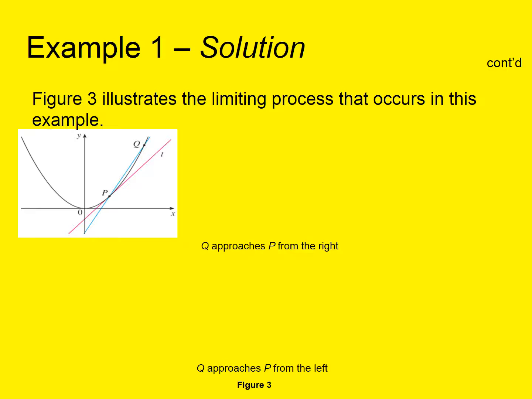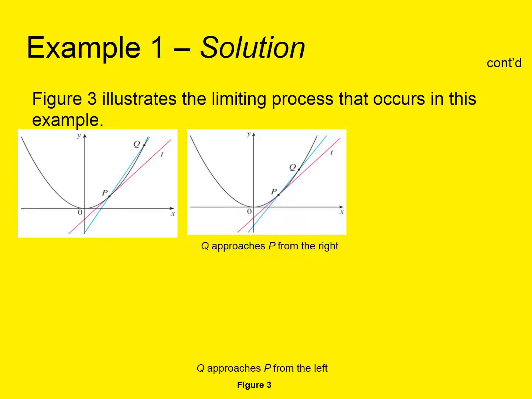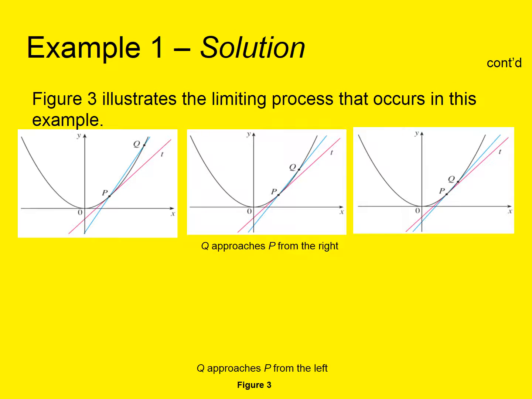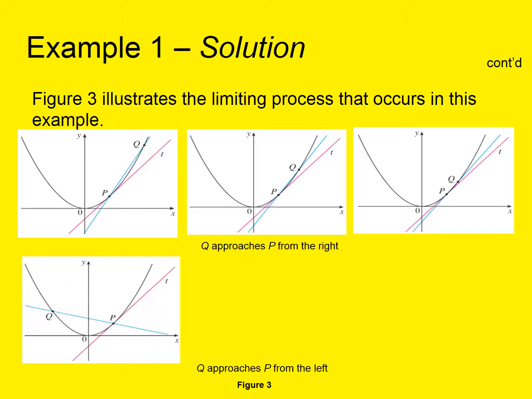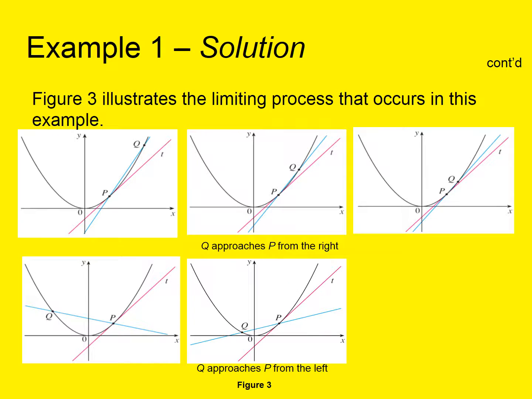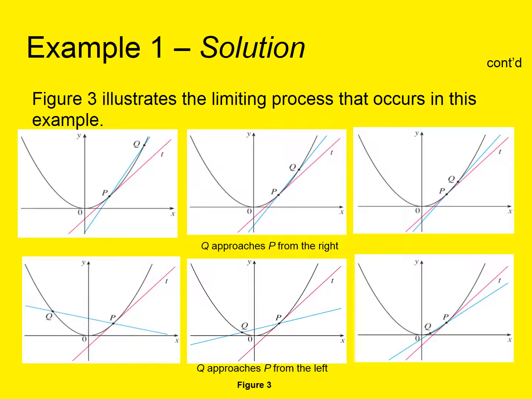Figure 3 illustrates the limiting process that occurs in this example. Okay, so we're going to let Q approach point P, and so Q is getting closer to P from the right, or maybe from the left. Maybe Q is on the other side of P, and Q is going to get closer and closer to P. Now, what I want you to notice is how the blue line is going to approach the pink line. As Q gets closer to P, the blue line approaches the pink line.